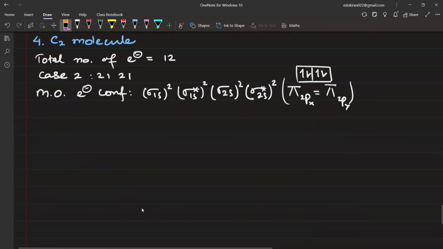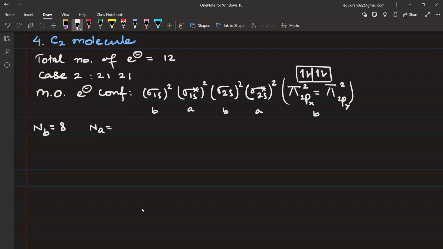Okay, चलिए. Now, so this will be pi 2px2 and pi 2py2. BMO, ABMO कर ले. So this will be B. Then BMO, ABMO, BMO, ABMO, and BMO. So number of bonding molecular orbitals is equal to 8, and number of anti-bonding is equal to 4. ठीक है.